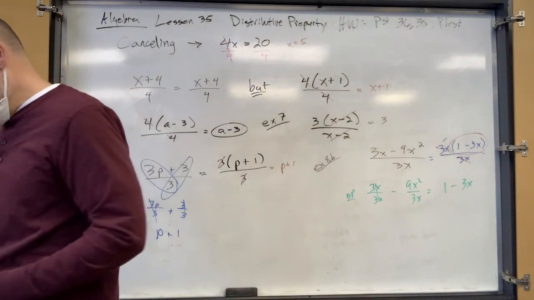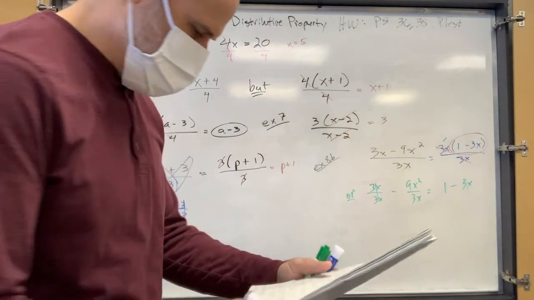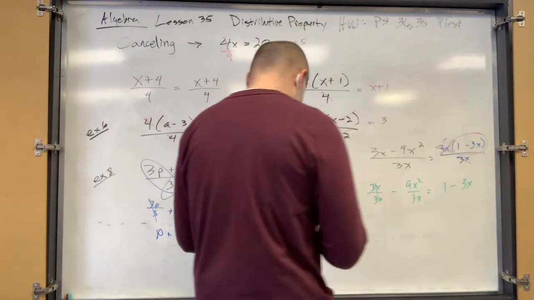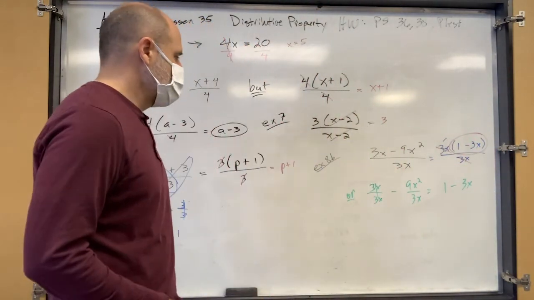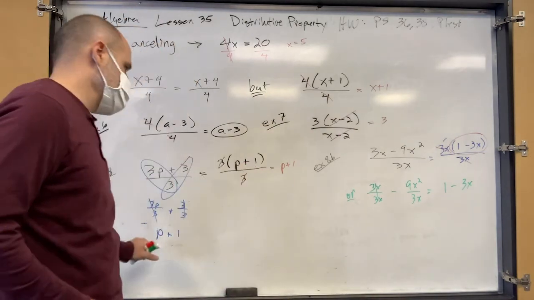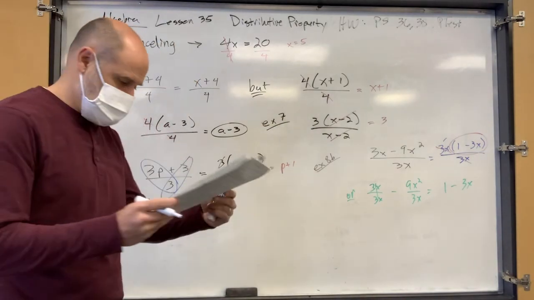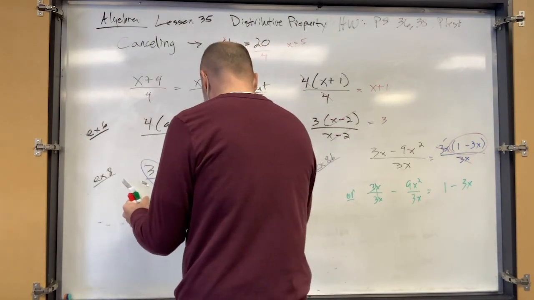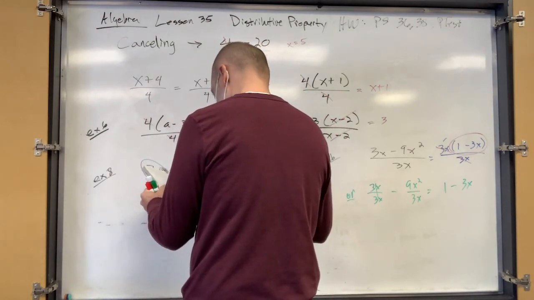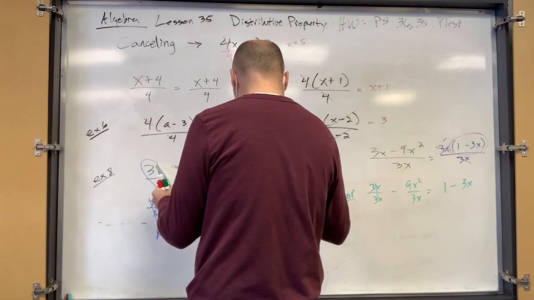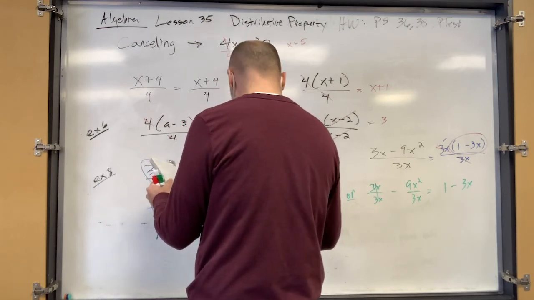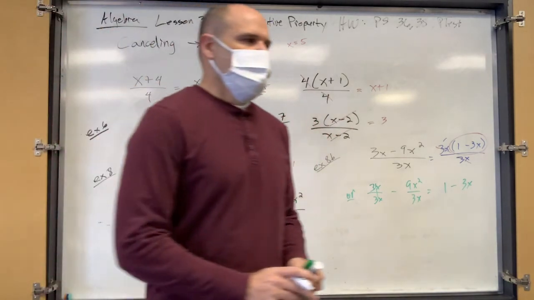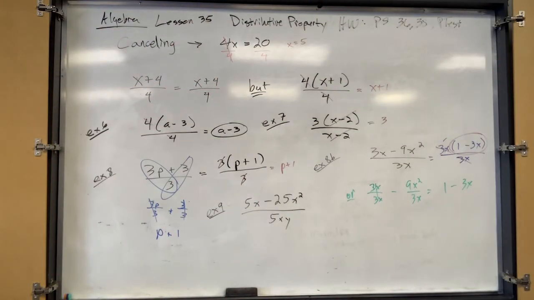All right, one more and then we'll move on to lesson 36. See if you can do this one by yourself. Now this one's a little different. You might not be able to do it the green way here, the second way, but you can try if you want. Here's example 9: 5x minus 25x squared all divided by 5xy. So see if you can do that one by yourself.